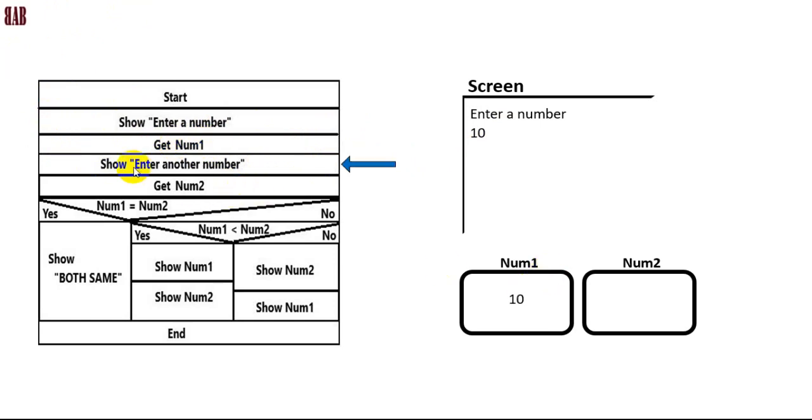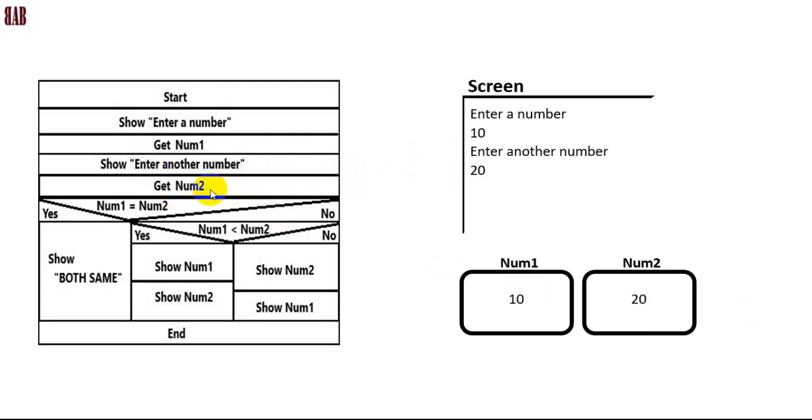Then you go to the next line, show enter another number, so that message also comes, and now it's waiting in this statement, waiting for num2. So the user will type whatever the number, say 20, and press enter, it will be accepted by num2, which is this one.